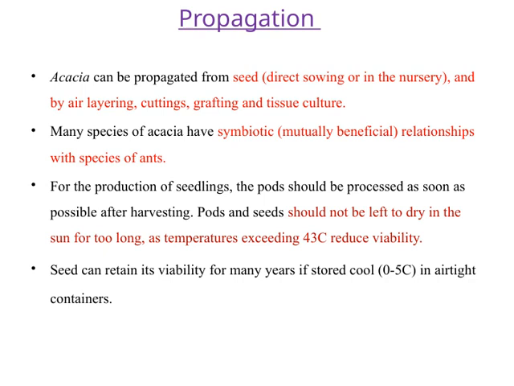Propagation is a key aspect of acacia cultivation, and there are several methods to do this successfully. Acacia can be propagated from seed, either through direct sowing into the ground or by starting them in a nursery first. Additionally, techniques like air layering, taking cuttings, grafting, and even tissue culture are effective ways to produce new plants. It's also fascinating to note that many acacia species have a mutually beneficial relationship with ants. These symbiotic relationships often help protect the trees and can even promote healthier growth.